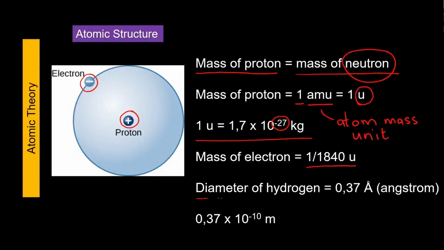What about diameter? So diameter we know as being the distance from the one edge to the other edge of a circle, and this is a spherical piece of matter. So the diameter of hydrogen they give as 0.37 angstrom. You'll see that it's a capital A with a little bubble on top. And what is an angstrom? Well, it is times 10 to the minus 10 meters, which is also frightfully small.